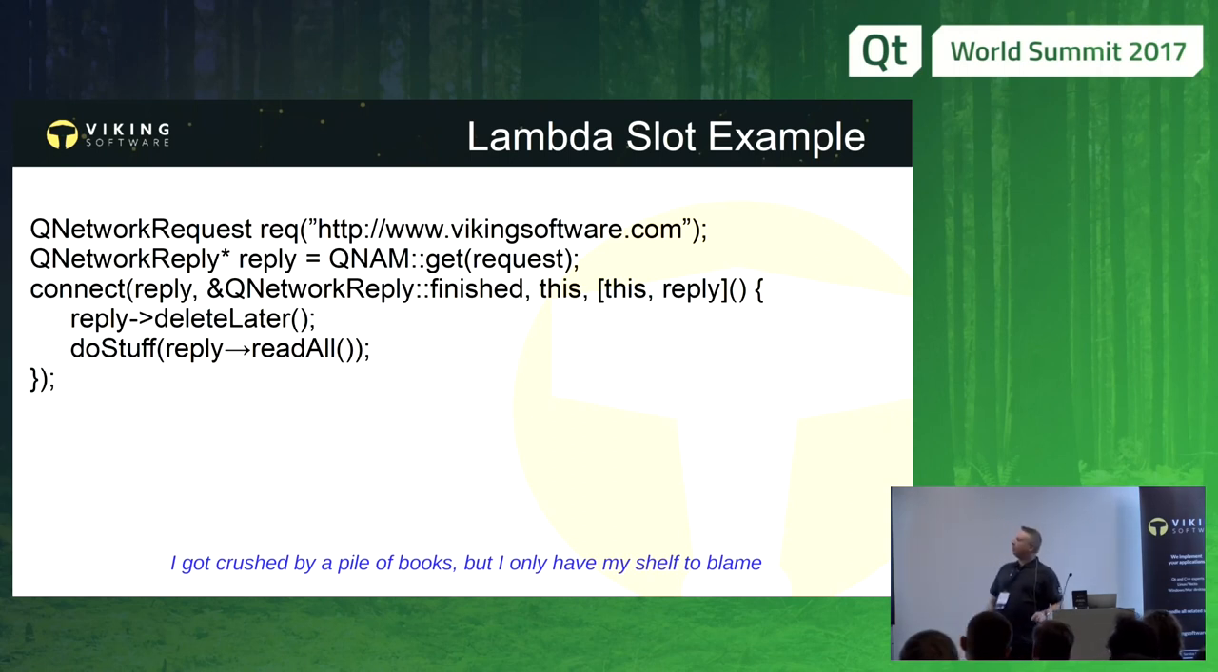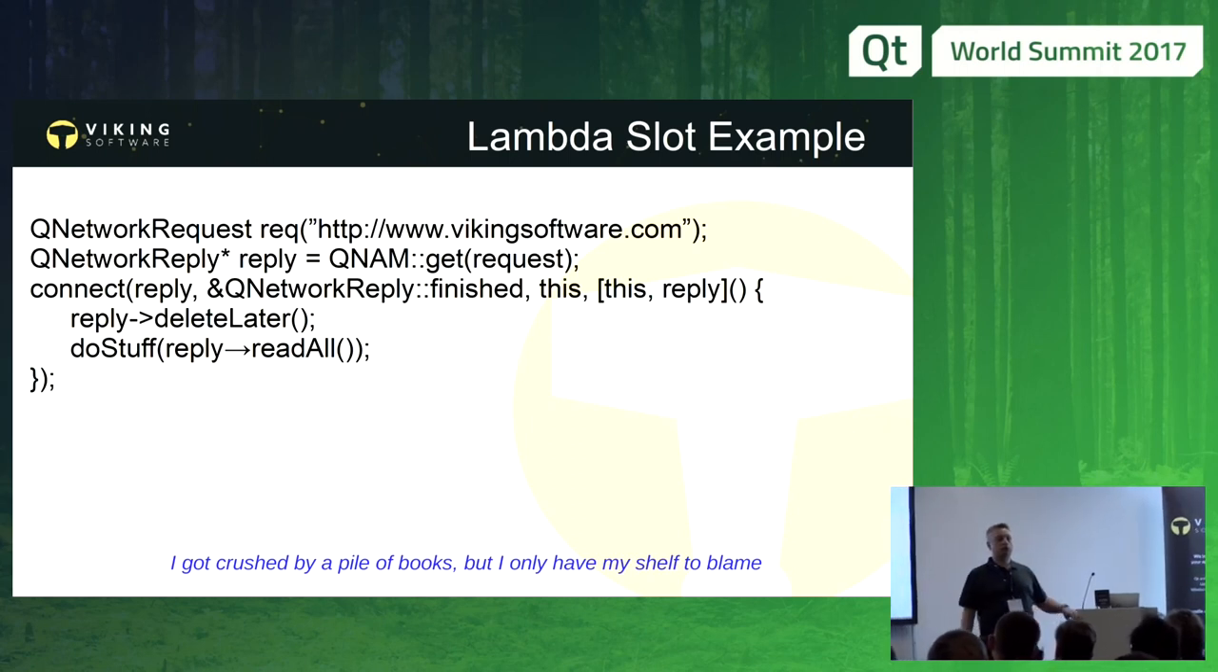You must be able to guarantee the lifetime of this. No, because there is this third argument that's called this. So if this is deleted, then this lambda doesn't get called. It actually checks that. You can do this connection with just reply and the finished and then the lambda. In that case, it will always get called. If you put an object in here and this object gets deleted, then your lambda doesn't get called.